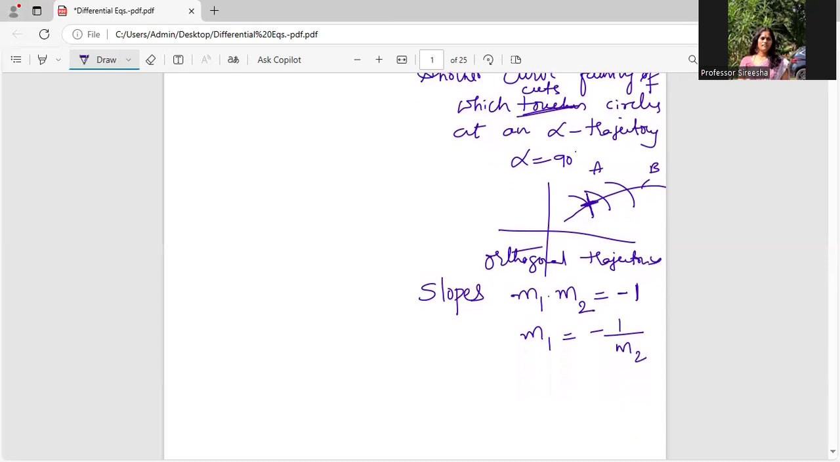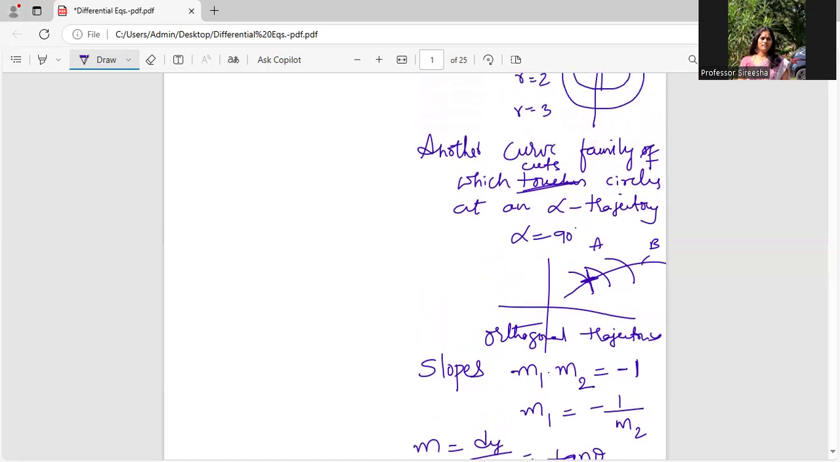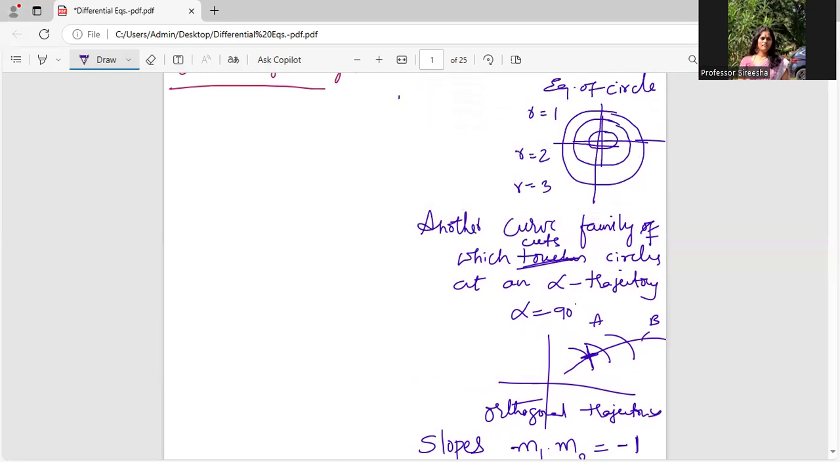Now, there's another way to write the slope m. What is that? dy by dx. I can also write it as tan theta, right? Because I'm drawing the tangent there. So that's how the concept of orthogonal trajectories starts, which is very simple, as all of you know. But then there's one thing which you ought to remember, a caution which I will tell you. So basically, an orthogonal trajectory definition goes like this.